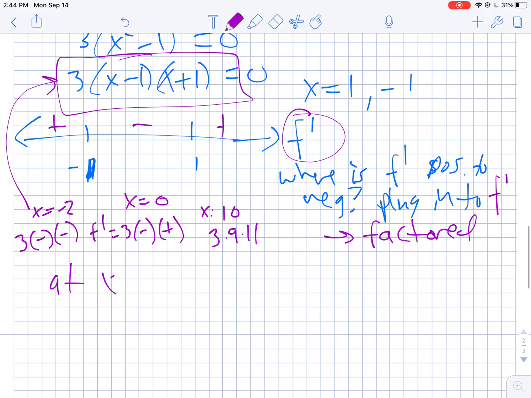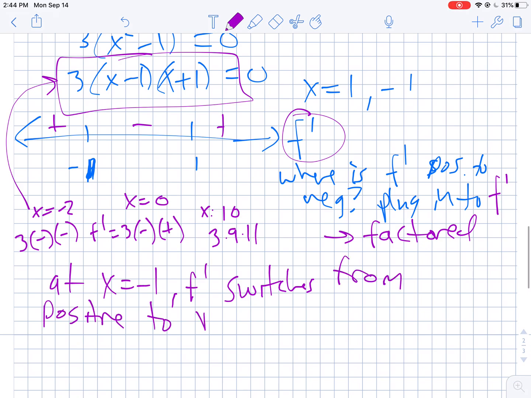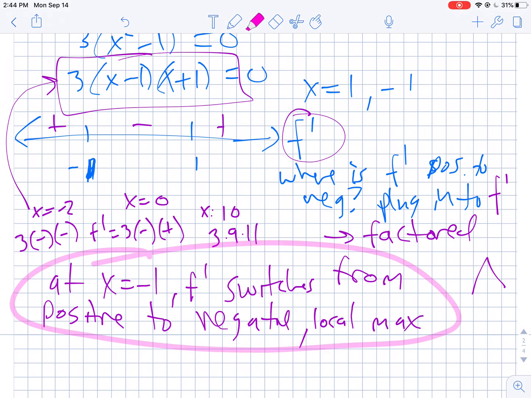So at x equals negative 1, your f prime switches from a positive to a negative value. Thinking about our picture, we have a positive slope and then a negative slope, so that means that we have a local maximum. This is how you want to write it up on the AP test. This is how you want to write it up on your homework, and practice this.